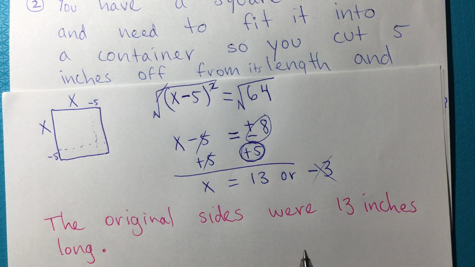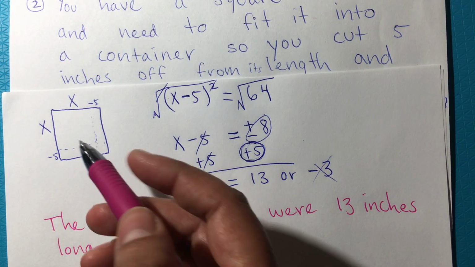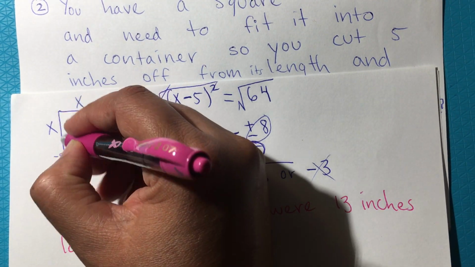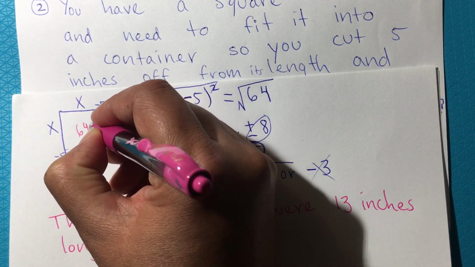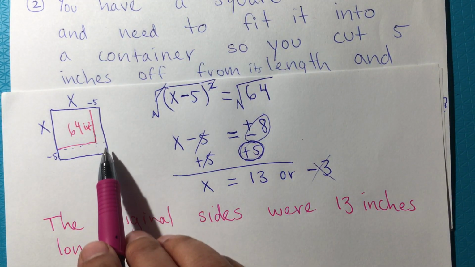Now you don't have to do this part, but if you think about it, 13 minus 5 is 8, and so 8 times 8 is the 64 square inches that we have left after we cut off the 5 by 5.